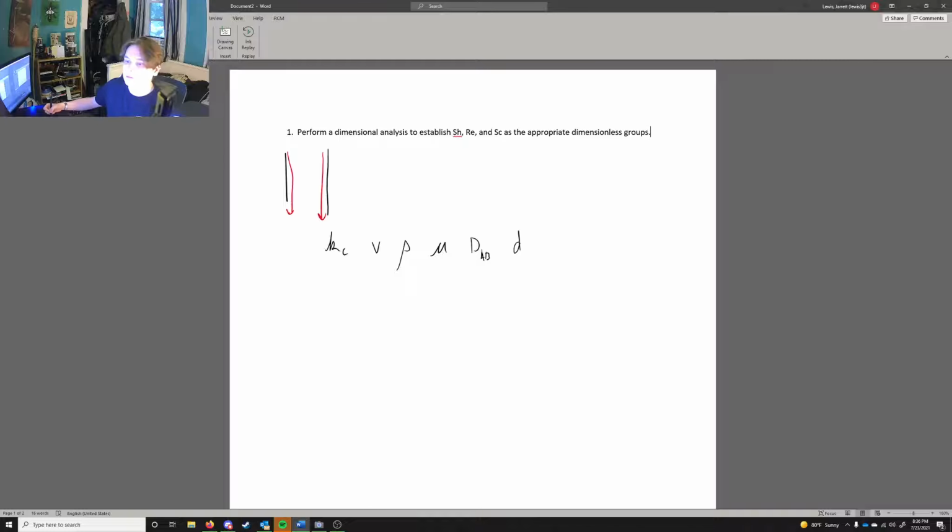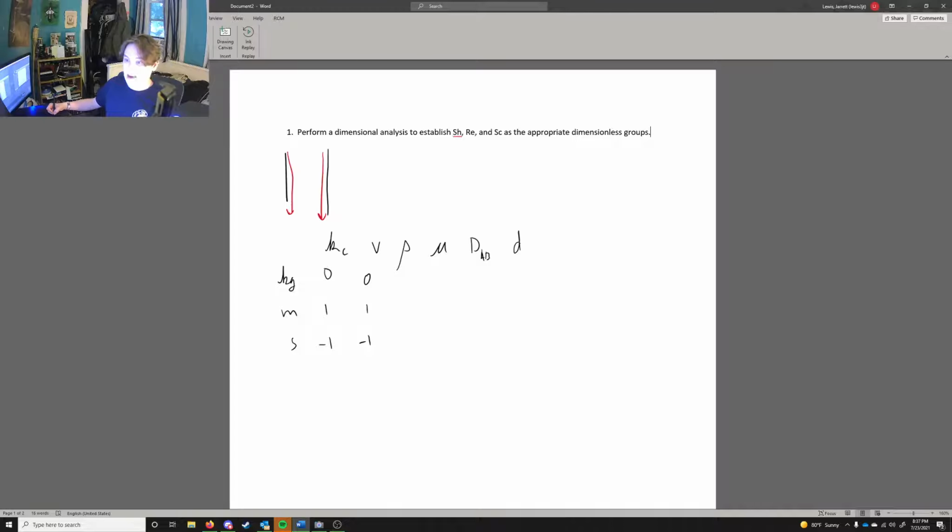Alright, and we're going to want to use the units to establish a dimensional matrix. So we're going to have kilograms, meters, and seconds. For the first one, the mass transfer coefficient, kilograms in the pure, you have meters in the numerator and seconds in the denominator, so that's going to be -1. And velocity is the same, so we're just going to repeat that.